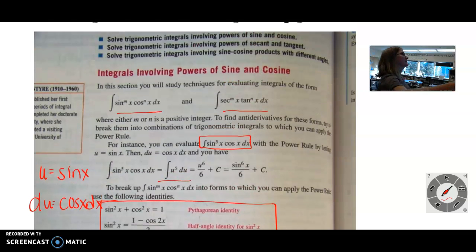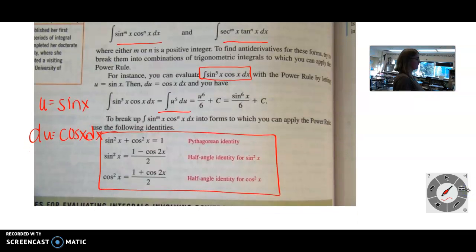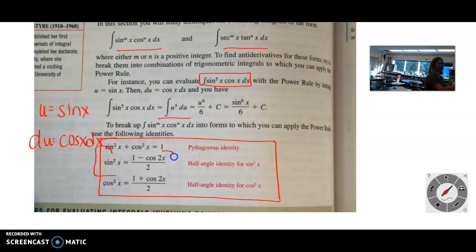On the very first page, 536. So if you see sine squared x, it can be rewritten as 1 minus cosine of 2x over 2, and we're going to use that quite a bit in this lesson. And cosine squared x can be written as 1 plus cosine of 2x over 2.